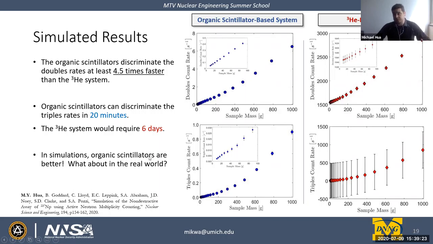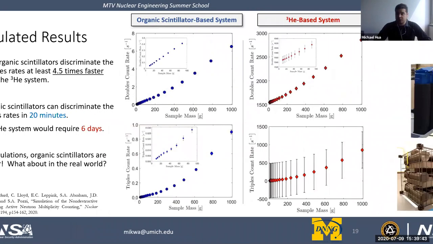So clearly in simulation world, there's no way that you can go to a facility with a helium-3 detector and measure this, or have detectors at a border crossing and try to measure for neptunium-237, unless maybe you were using gammas. So organic scintillators win in simulation. So what we did was we looked at measurement.